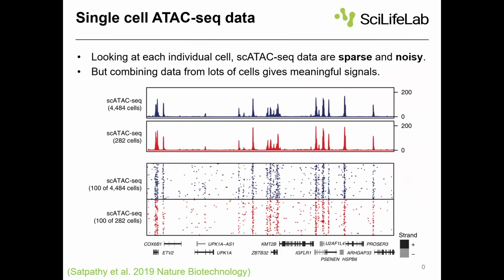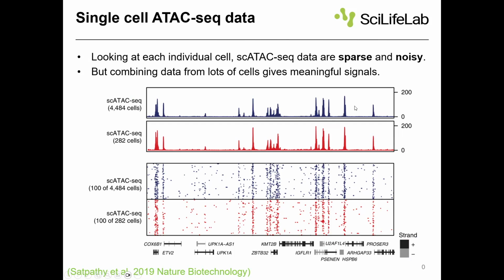And this is what the single cell ATAC-seq data look like. So here's part of the genome. On the x-axis is just the coordinates. On the y-axis is how many reads you have stacking up. And this is how many reads you get if you combine a lot of cells together. You just pool the data from many cells and look at them together. And then you can see clear peaks where you get a lot of reads. So this is where you have open chromatin.